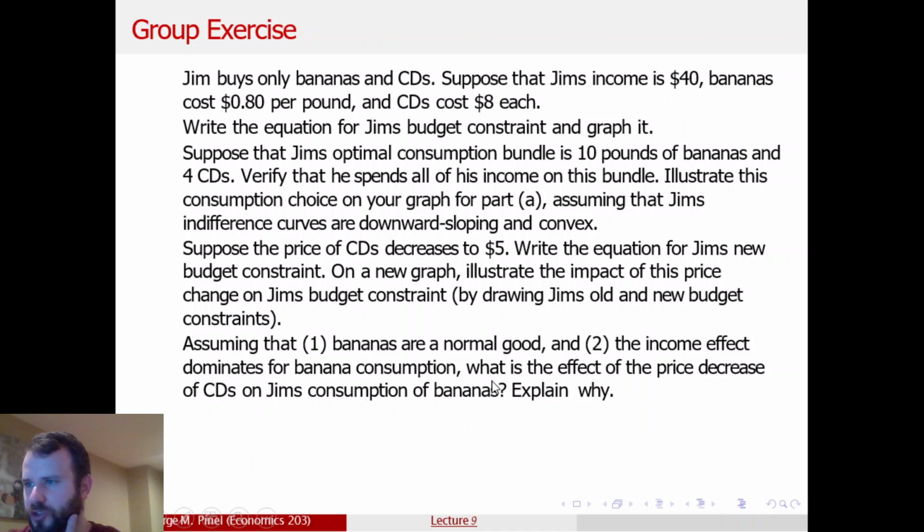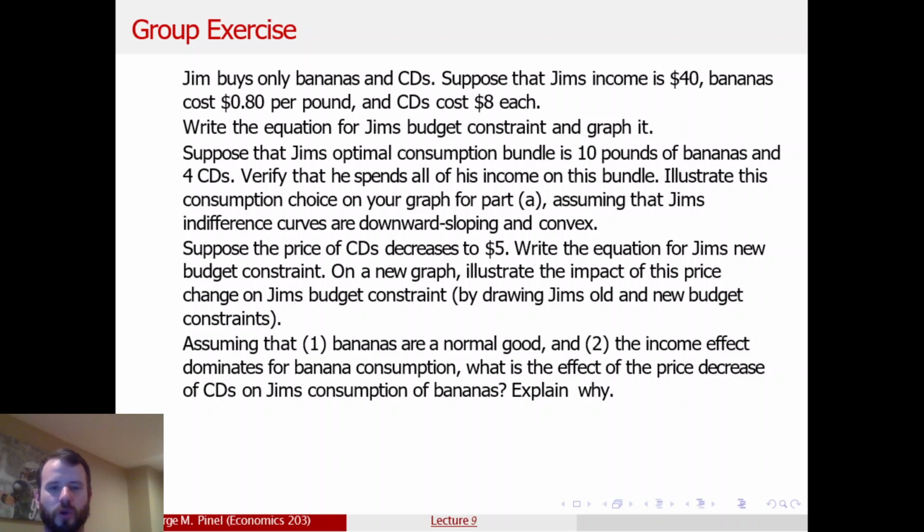Okay, assuming that bananas are a normal good and that the income effect dominates for banana consumption, what is the effect of the price decrease of CDs on Jim's consumption of bananas? All right, so let's think about this. Bananas are a normal good, and the price of CDs went down. So what happens by the income effect? By the income effect, the purchasing power for bananas has increased because your overall purchasing power increases. So the income effect should increase your consumption of bananas.